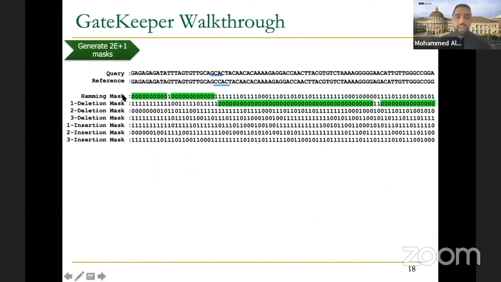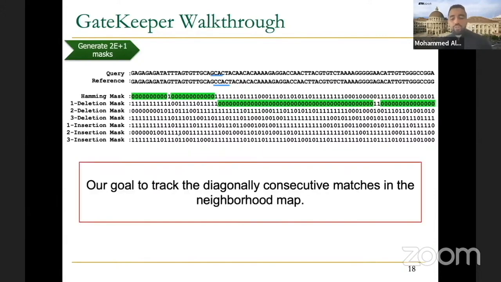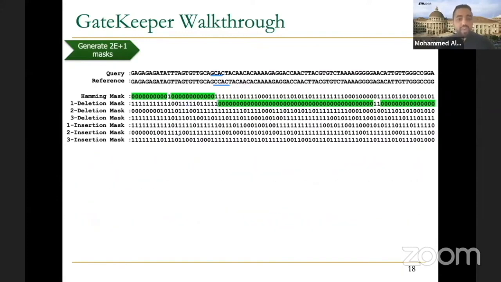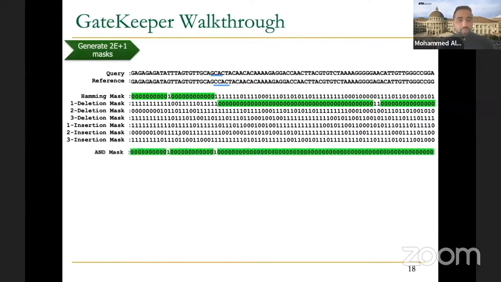Okay, so now our goal is to track the diagonally consecutive matches, which are the green highlighted pieces. So we want to track them and count them somewhere, right? So let's do the AND operation. Once we do the AND operation between all these vectors, we got this result. Remember, you may not want to do the AND operation on all vectors if the Hamming distance calculation passes the threshold. If it is below a threshold, then you stop. You don't need to do all these vectors.